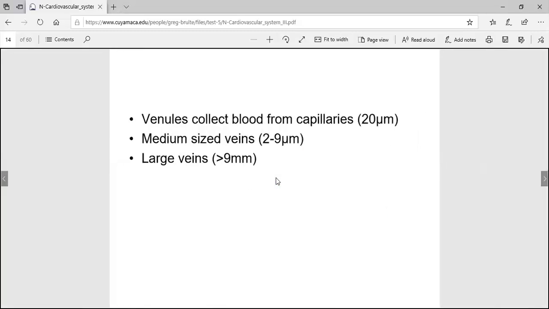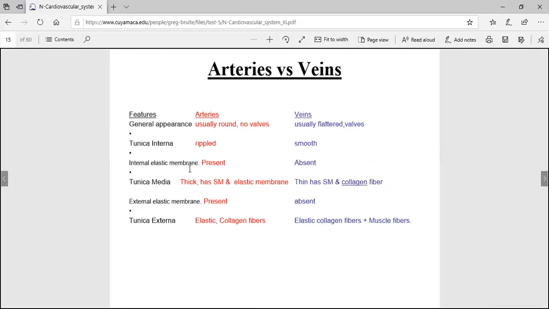Okay. So the venules collect blood from the capillaries. I'm not going to ask you size. This is wrong, by the way. Let's just say millimeters, not microns. You've got medium-sized veins and large veins. And this is just contrasting arteries versus the veins. If you notice, the arteries are usually round because they have some nice, thick smooth muscle around them, whereas veins can kind of collapse. They're kind of flattened.